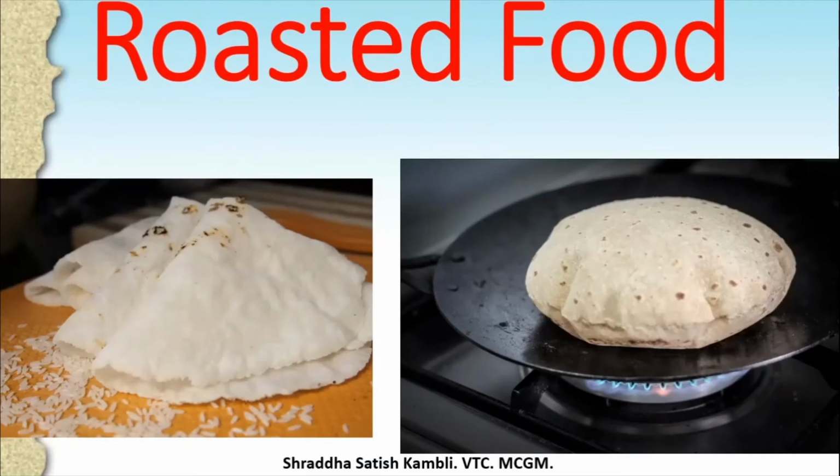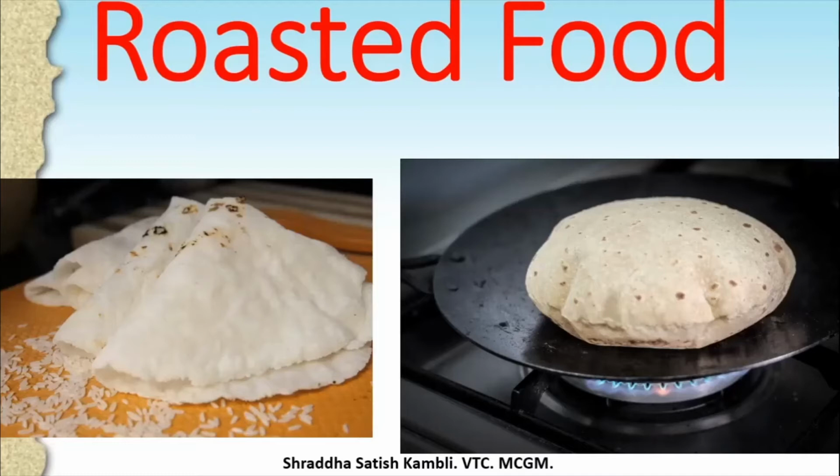See, you can even roast the food. So here you can see two different kinds of rotis. One is rice roti and the other one is wheat roti. Rice roti we call bhakri and wheat roti we call chapati. So what is this method of making food called, children? It is called roasting.